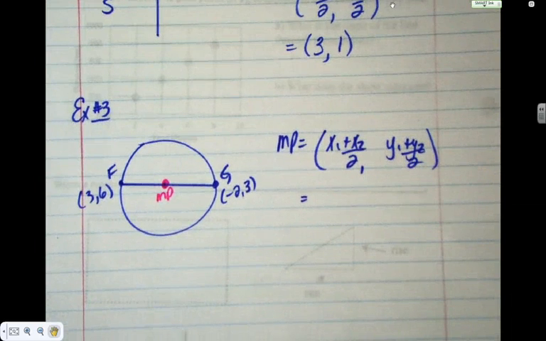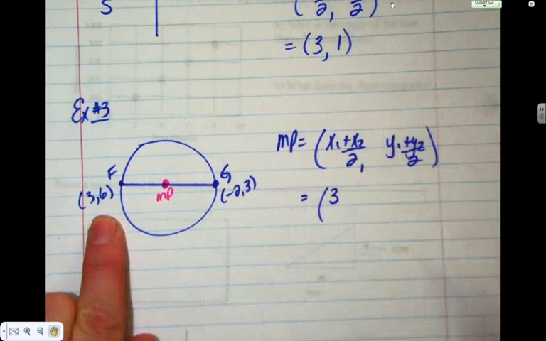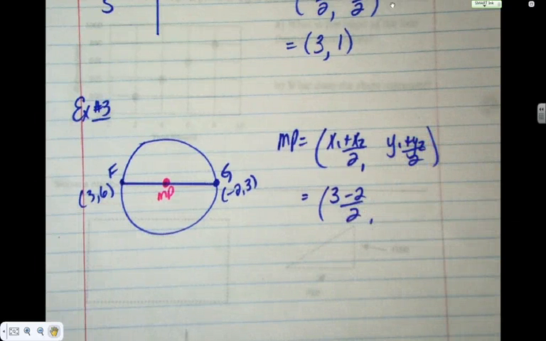Again, don't get too caught up in this little subscript 1 and 2. All it means is we're taking the x values and adding them together and dividing by 2. It doesn't matter which one you write first. So I'm going to write 3 and then minus 2. I could have written minus 2 plus 3. It doesn't matter the order in these.